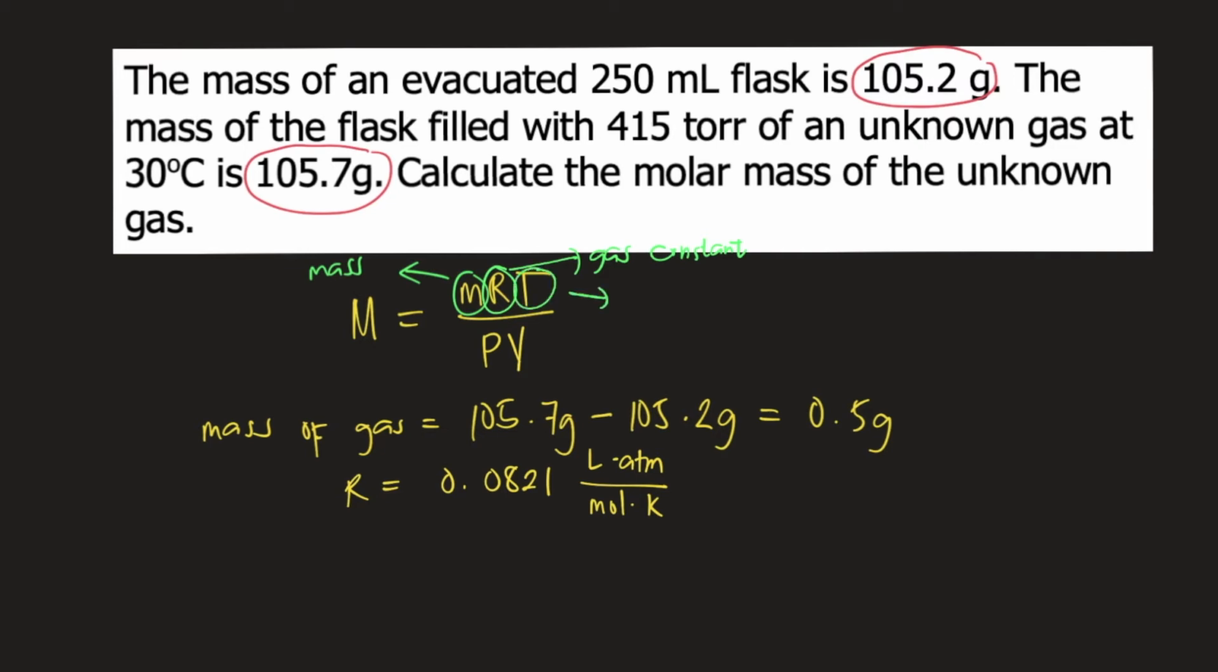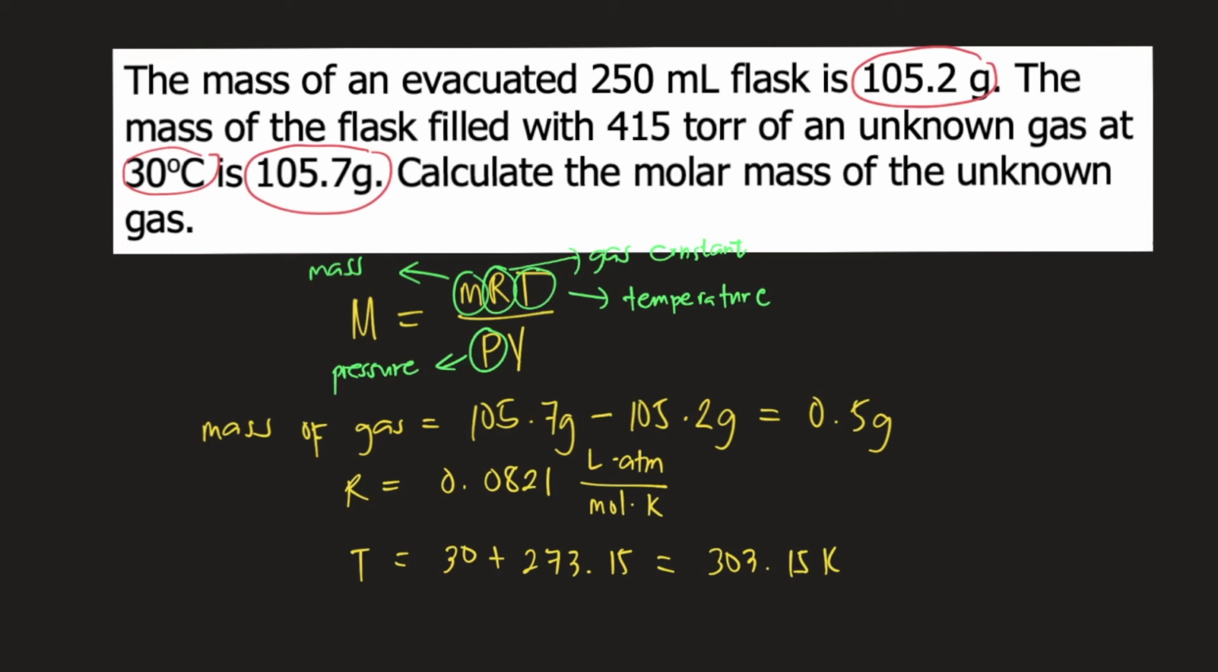T is the temperature in Kelvin. According to the problem, the temperature is 30 degrees Celsius. We need to convert that to Kelvin. So in order to do that, you just add 273.15, and that is equal to 303.15 Kelvin.